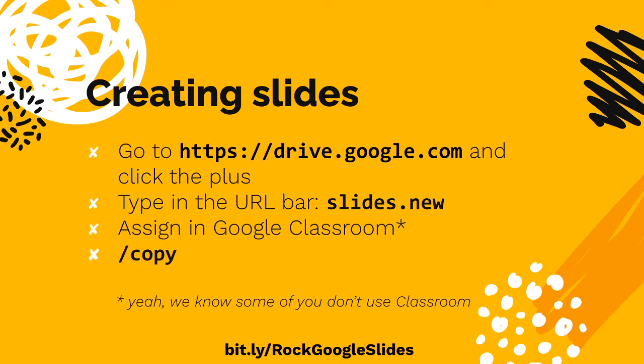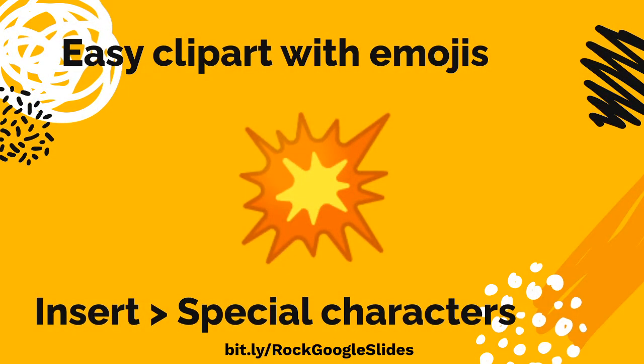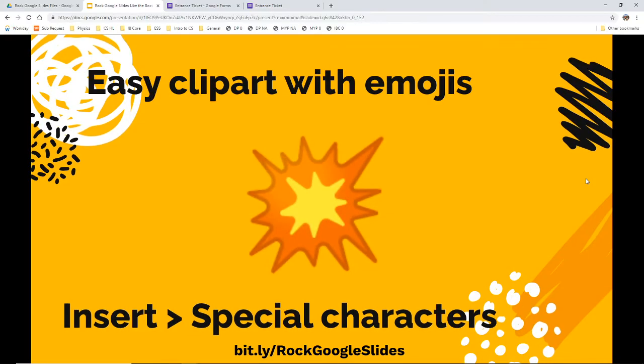You can also take off all of the extra stuff on the URL, and I'll show you exactly how to do this, and just put a /copy at the end of it. And that'll make a new copy of whatever slideshow it is that you're looking at. You can also make easy clip art with emojis. You simply go to Insert and then Special Characters, and let me show you how this works real quick.